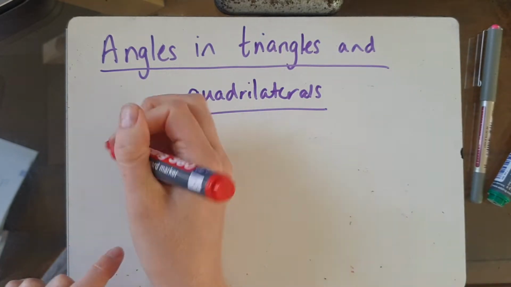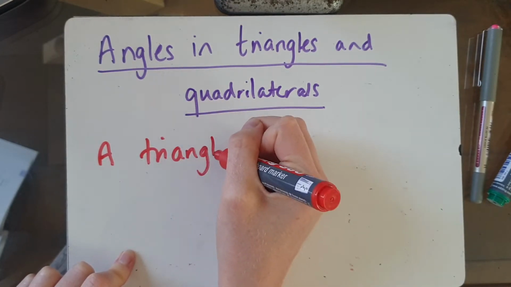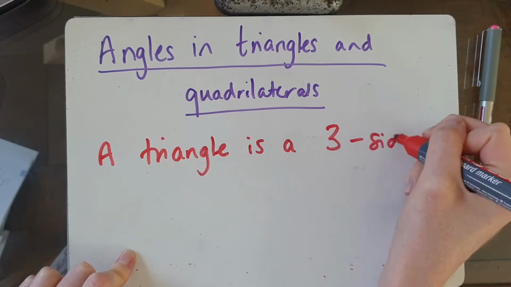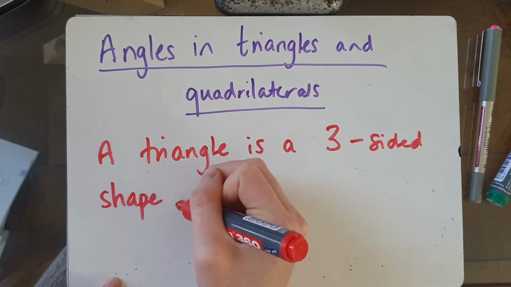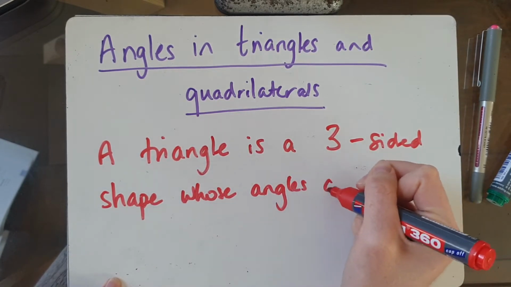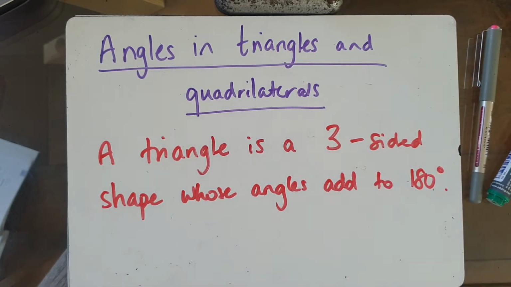And we're going to write down a triangle is a three-sided shape whose angles add to 180 degrees. So that is the key information about a triangle. A triangle is a three-sided shape whose angles add to 180 degrees.